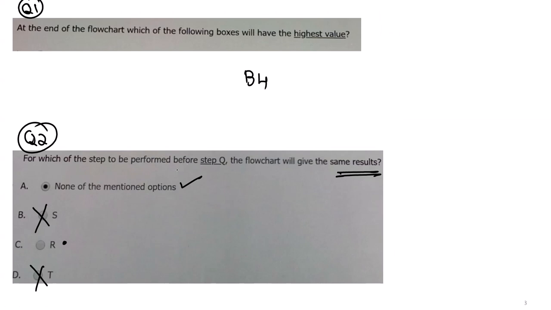They said before step Q, but after P also they have to mention. That clarity I don't have here. That's why I opted for none instead of R. I opted for none, and I'm telling you the reason why I opted for it.